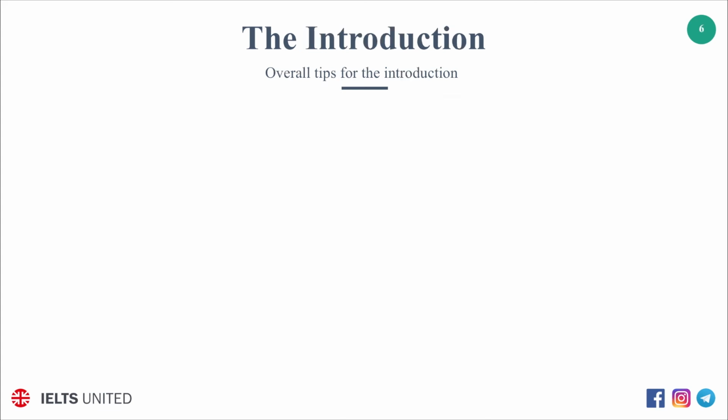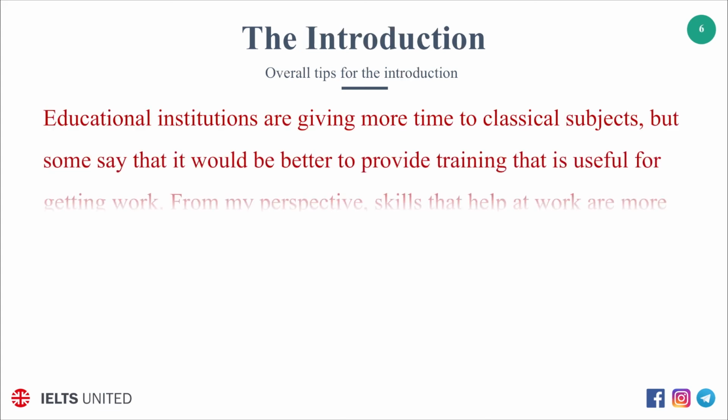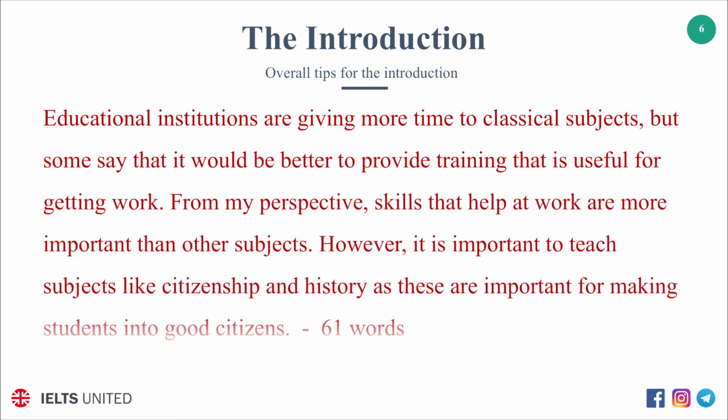So, let's look at the answer overall. Educational institutions are giving more time to classical subjects, but some say that it would be better to provide training that is useful for getting work. From my perspective, skills that help at work are more important than other subjects. However, it is important to teach subjects like citizenship and history, as these are important for making students into good citizens. I've written 61 words, which is probably the maximum you really want to write.